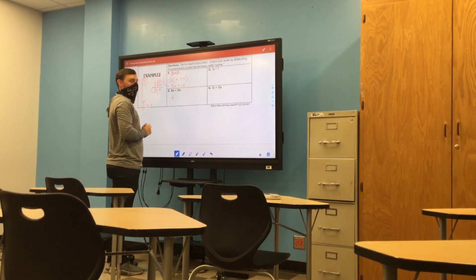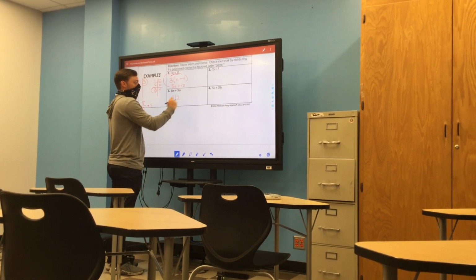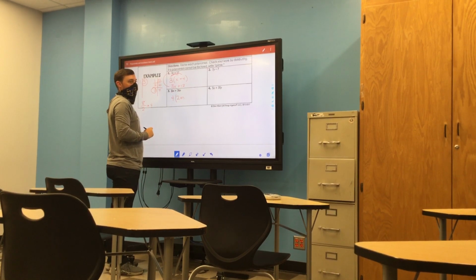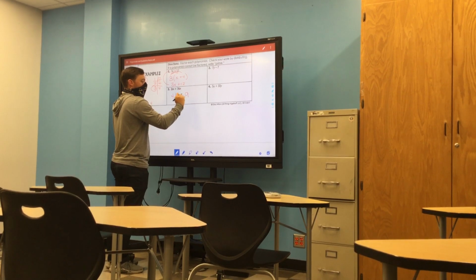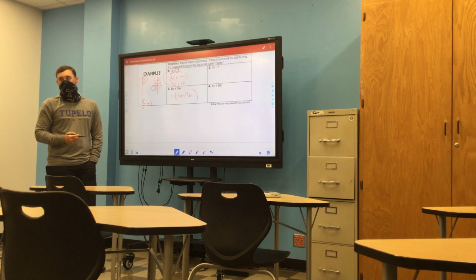4. So we're going to pull out our 4. 8 divided by 4 is 2, so 2M. 36 divided by 4 is 9, so plus 9N. These variables were different, so we couldn't pull them out.